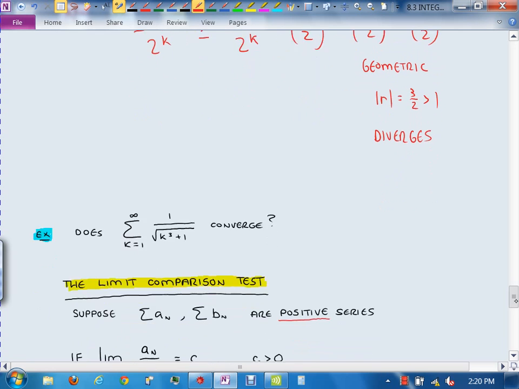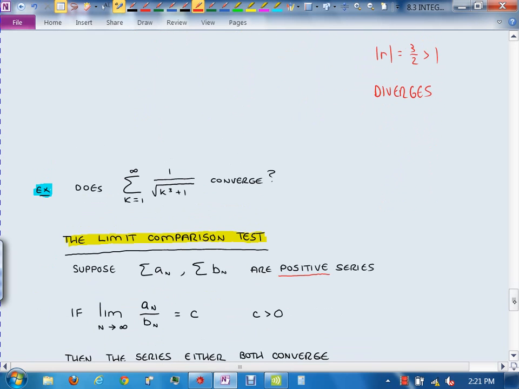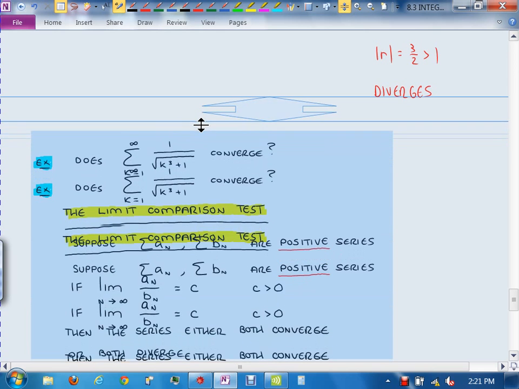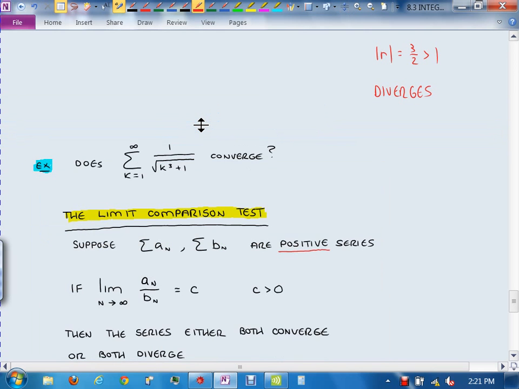All right, let's look at another one. What did you do with absolute value? That's for geometric, you look at r and you take its absolute value and make sure it's less than 1 or greater than 1. It's always absolute value for that.